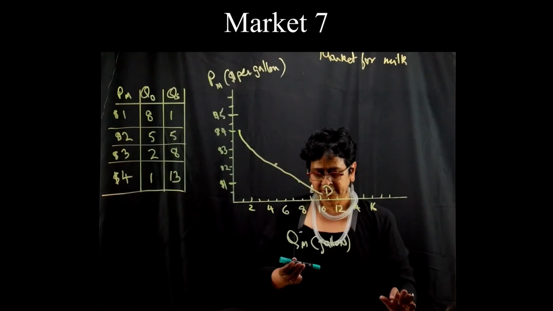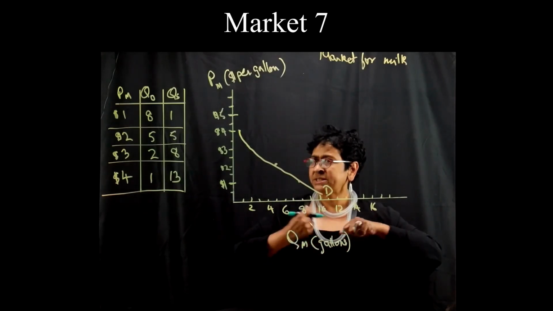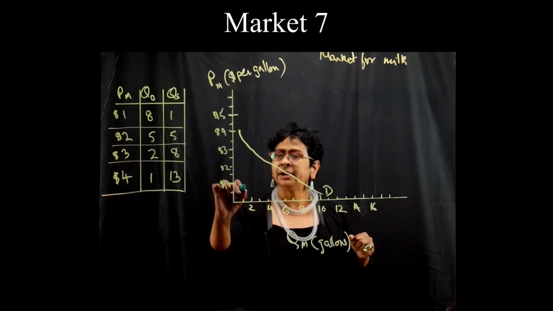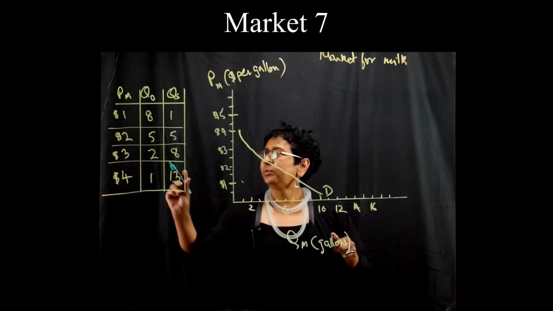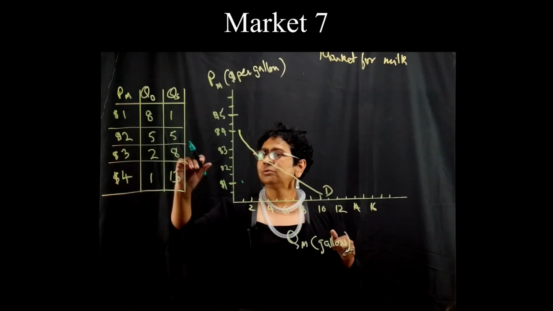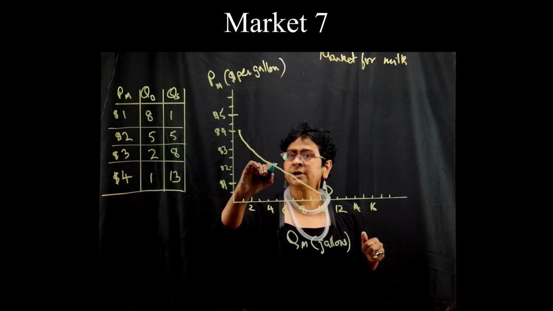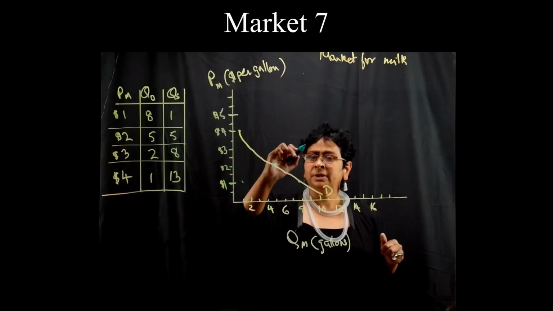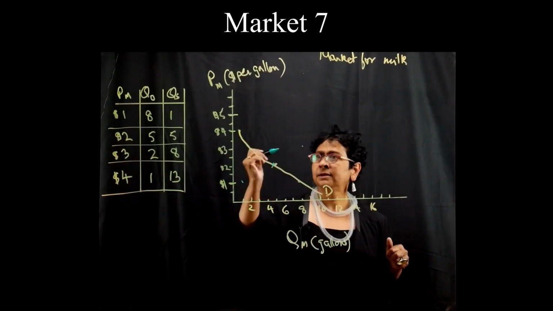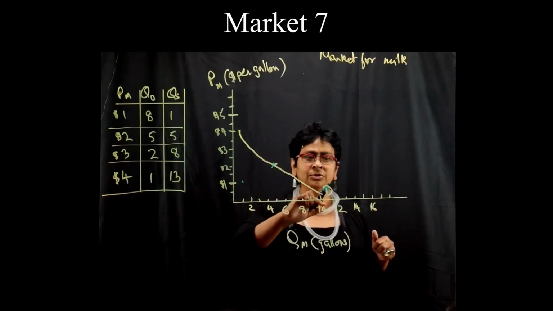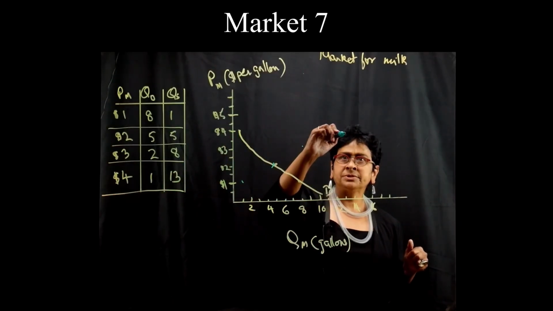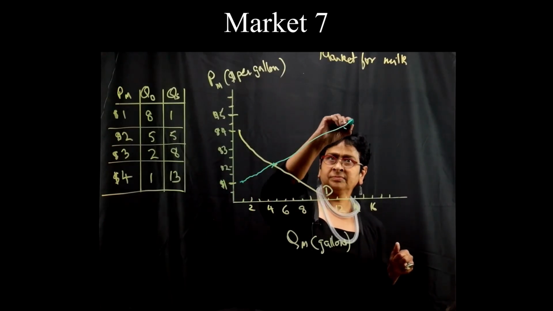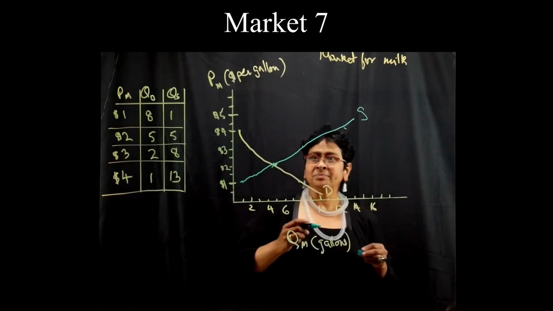I'm going to see if I can figure out my supply curve. At a price of 1, the quantity supplied was 1. At a price of 2, the quantity supplied was 5. At a price of 3, the quantity supplied was 8. At a price of 4, the quantity supplied was 13. And there is my supply curve.